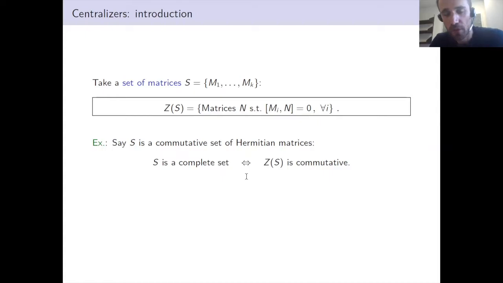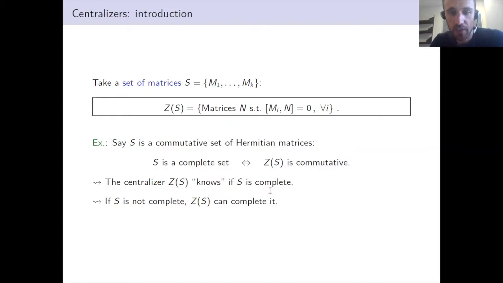So again, if you look at the centralizer, you can extract some properties of the set of matrices you started with. What we can say is that the centralizer knows if the set is complete. And moreover, but this is really obvious by definition, if your set S is not complete, then you want to complete it, and of course you will need to add one or several matrices commuting with your set. And where will you find them? By definition, they will be in the centralizer of S. So the centralizer knows if the set is complete, and moreover, if it's not complete, you can use it to complete this set of observables.